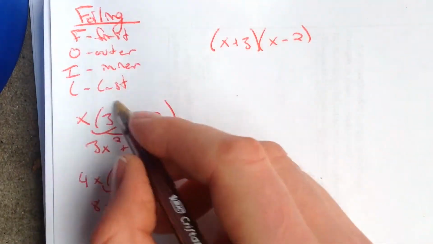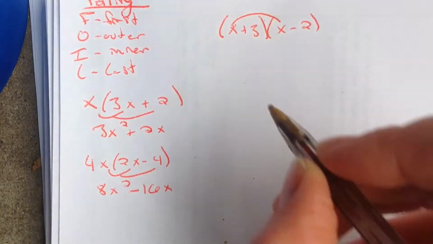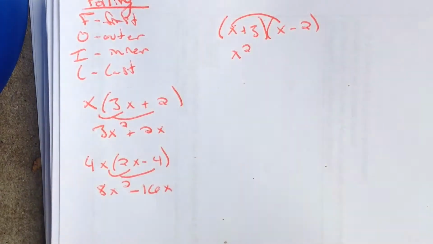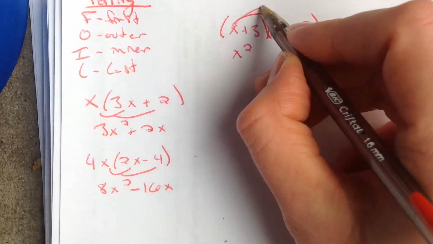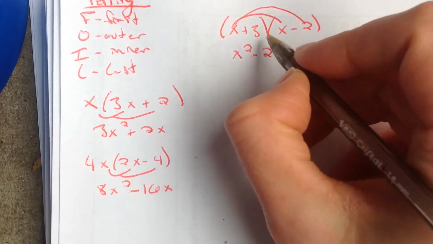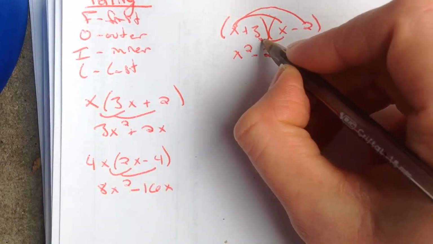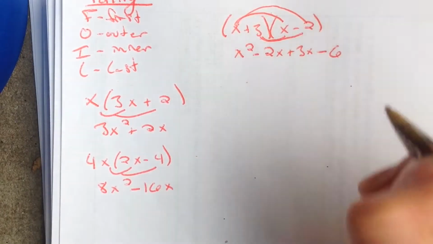So the first one's using foiling. If I do first, that means I'm going to times first to first, or x squared. Outer means the outer two terms, minus 2x. Inner means the inner two terms, plus 3x. And last means the last two terms, minus 6.